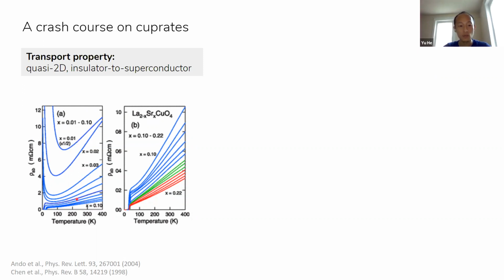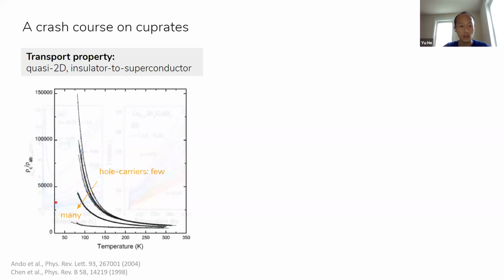And this insulator to metal transition, as we introduce more holes into the system, is accompanied by a continued reduction of the c-axis over ab-plane resistive anisotropy in cuprate. So you can see that the system also becomes more and more three-dimensional when you introduce more holes in there.